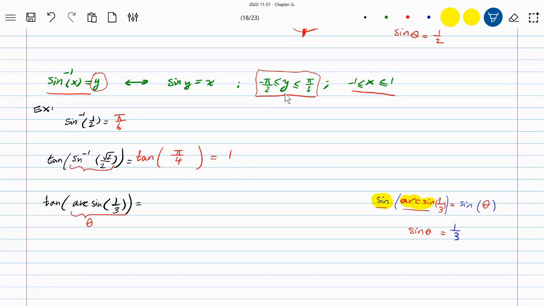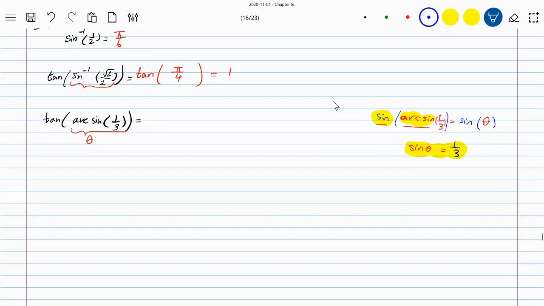On the other side, you have sine theta. So sine theta must be equal to 1/3. This is what we learn. And what does that mean? Sine theta equals 1/3.